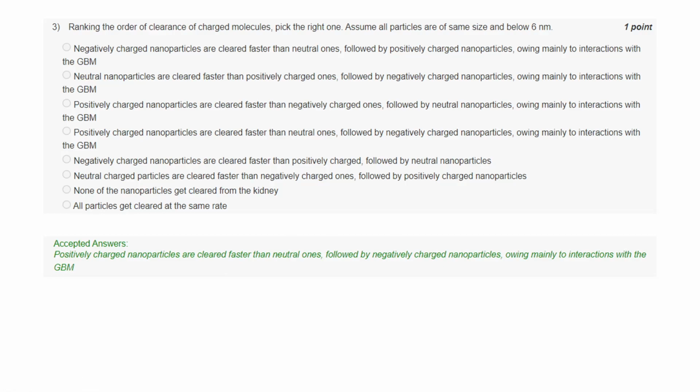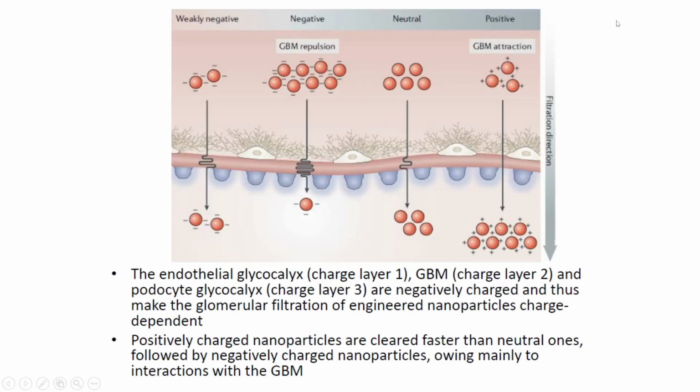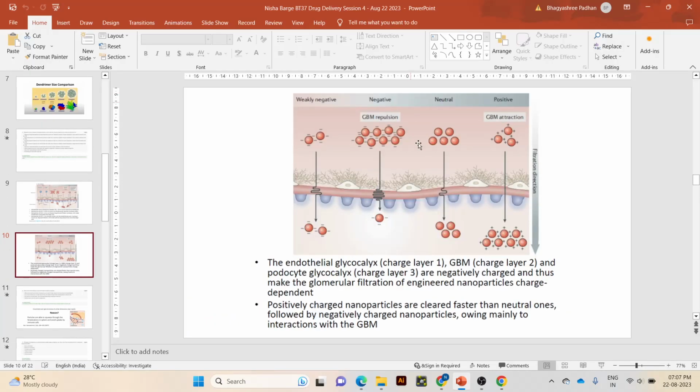Did you get this? Option 3. I think this is option 4. Yeah, because positively charged will be cleared out faster than the neutral and then the negatively charged. So this positively charged will be cleared out first, then the neutral and then the negative ones. That will be the order. Okay, madam. Thank you.